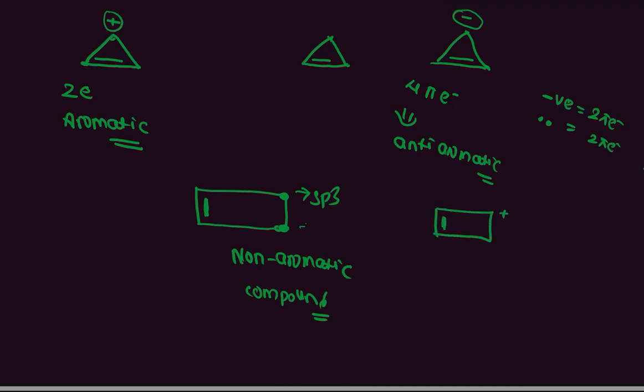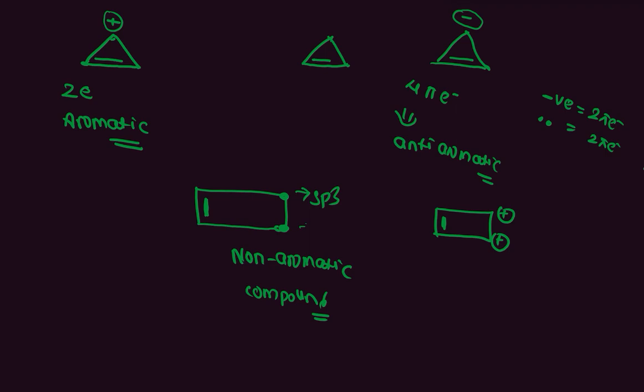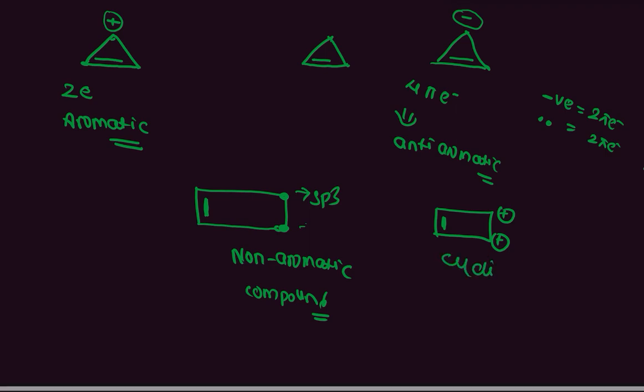This one has a positive charge. If you see this type of compound, is it aromatic or non-aromatic? Listen, this is a conjugated structure, also cyclic, with sp2 hybridization, and it has 2 pi electrons. So it is an aromatic compound. Okay, last example.